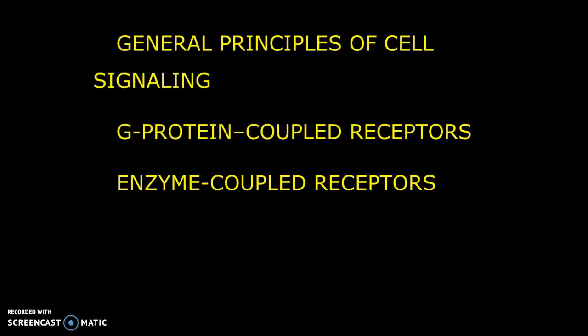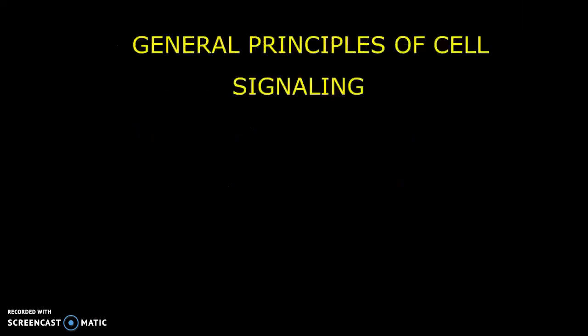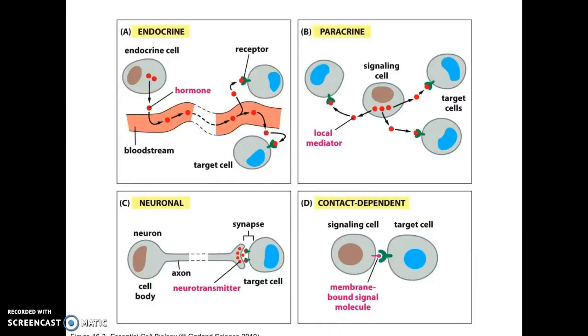So in this video, we're going to talk about the general principles of cell signaling in very general terms, and then we'll get specific with how G protein coupled receptors work and a couple of examples of that, a couple of enzyme coupled receptors. So let's get started. So some of the general principles of cell signaling.